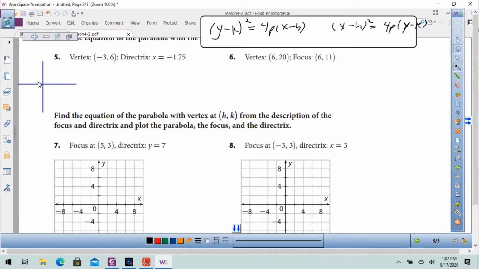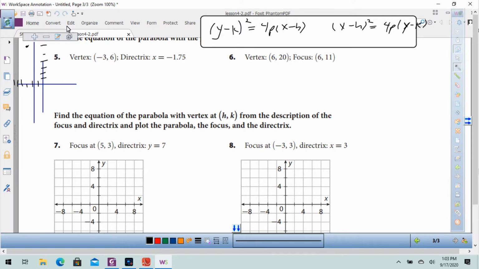Vertex is at -3, 6. 1, 2, 3, 4, 5, 6. So negative 3, 6 is going to be right there. There's my vertex. My directrix is at x equals negative 1.75. So that's going to be almost 2. That's going to put that over here, right there. Which means my focus is going to be over here.